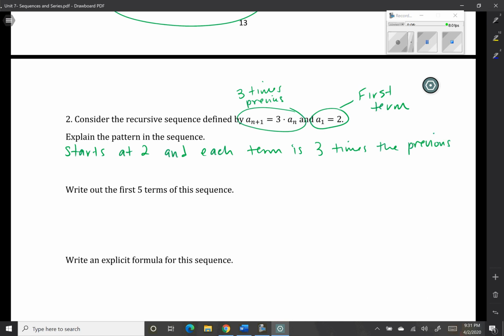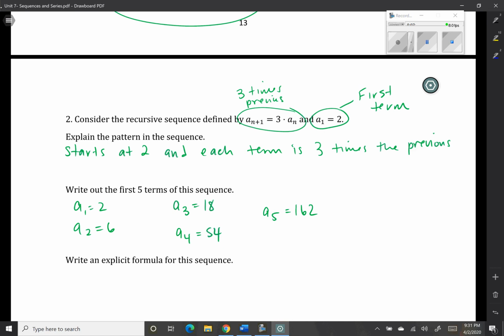Then it says write out the first 5 terms of the sequence. So we'd say a sub 1 is 2, a sub 2 is 6, a sub 3 is 18, a sub 4 is 54. I'm just getting these numbers by multiplying 3 times each term. So if I take 2 times 3, that makes 6. 6 times 3 makes 18. It's the same thing that we did in lesson 3, but now we're showing it using this new format, right? That's all it really is. It's just a new format.